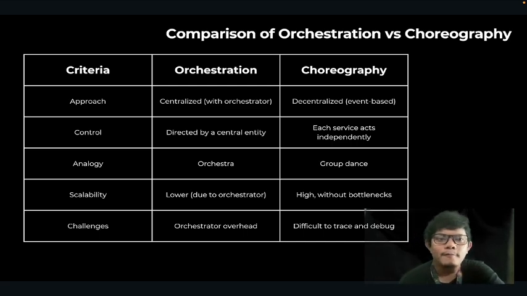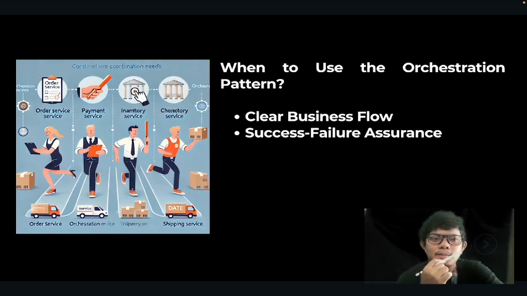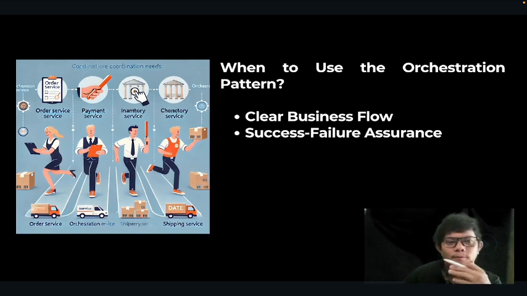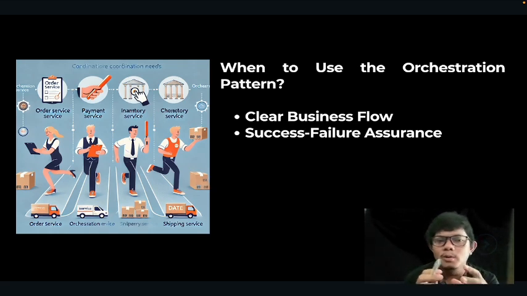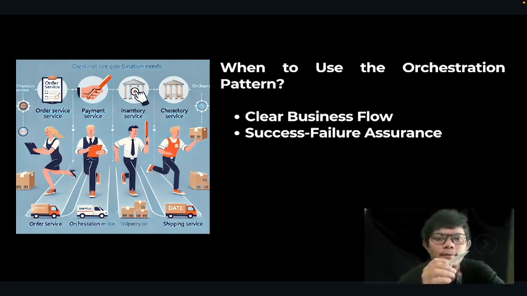So of course, this is the question: when to use the orchestration pattern. For the orchestration pattern, we use it for clear business flow. We use it when we need a specific sequence of steps that services must follow, like a carefully planned to-do list. And for success and failure assurance, the orchestration pattern is great when every step needs to be verified.